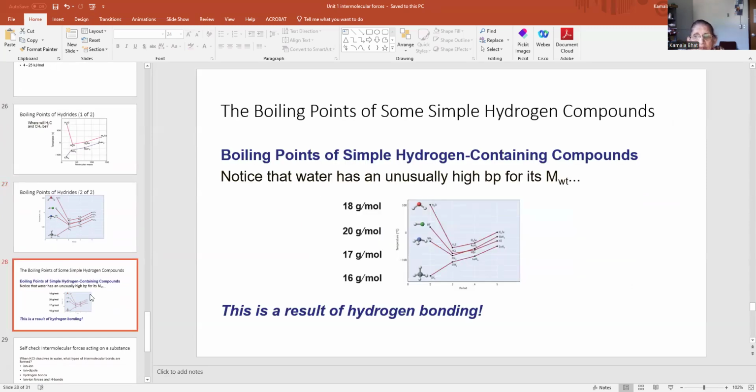The boiling points of some simple hydrogen-containing compounds are shown. Notice that water has an unusually high boiling point for its molecular weight, and all are shown in terms of molecular weight, because 18 is the molecular weight of water, 20 is for HF, 17 is for ammonia, NH3, and 16 is for CH4.